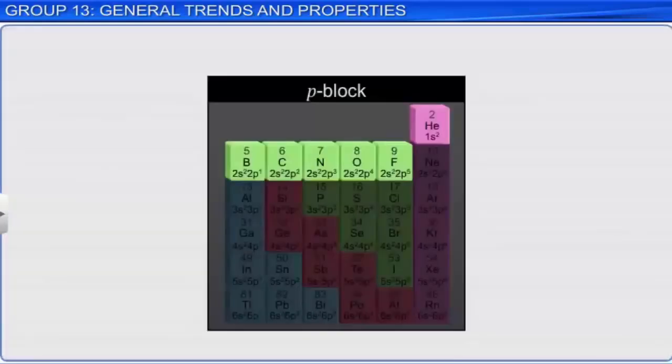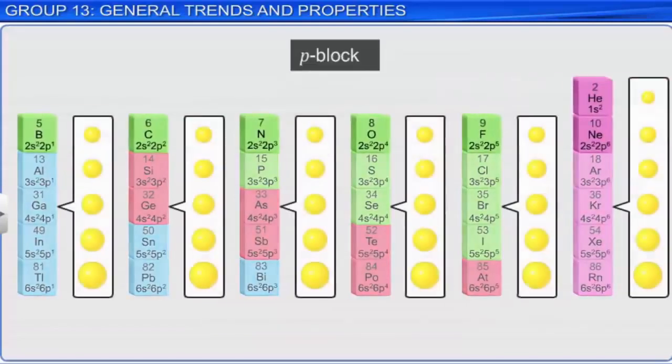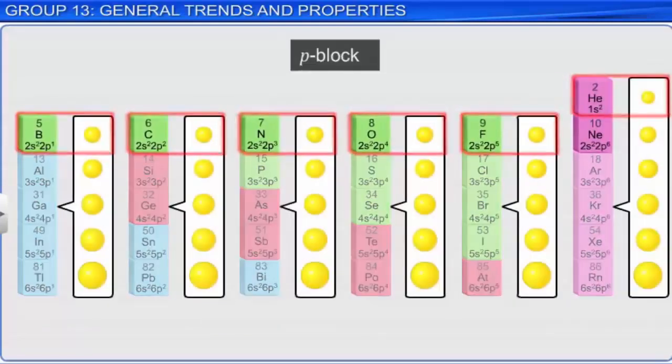The first member of each family in the p block, that would be boron, carbon, nitrogen, oxygen, fluorine, and helium, have the smallest atomic radius in their respective families. Each of these exhibits some anomalous behavior as a result.